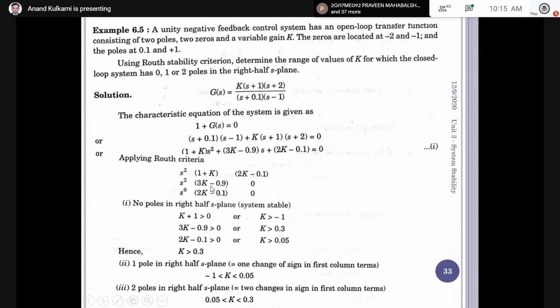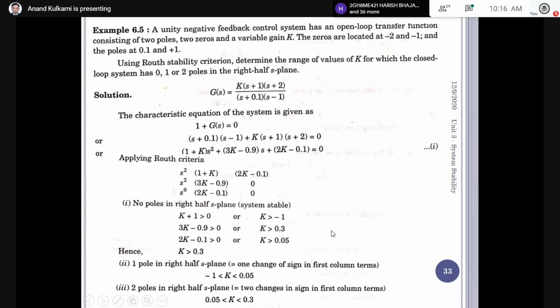If this has to be positive, that means 3K minus 0.9 should be greater than 0, or K should be greater than 0.3. And the third one is 2K minus 0.1 should be greater than 0, or K should be greater than 0.05. So that means K should be greater than 0.3, 0.05, minus 1. So 0.3 is the highest number. So K should be greater than 0.3.